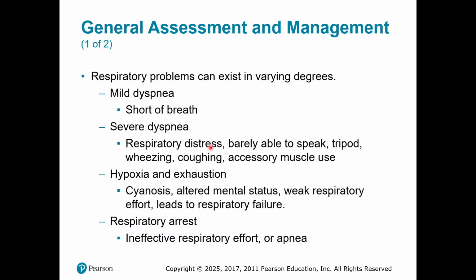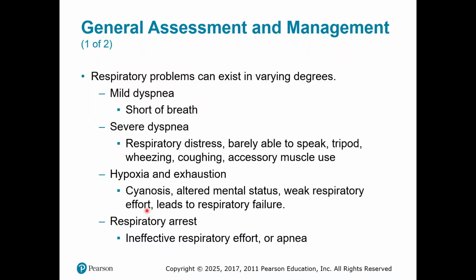So respiratory problems can exist in various degrees. It can be anywhere from mild, moderate to severe. When they're highlighting mild dyspnea as short of breath, but then they're saying severe dyspnea, respiratory distress, barely able to speak, right? Those you're talking about, those 1 to 2 word sentences. Tripod position, you're going to have some audible wheezing, coughing, accessory muscle use.